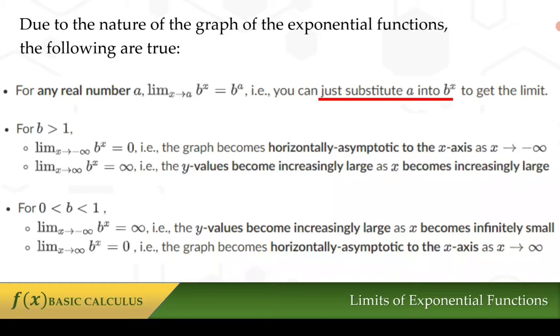So, for problems wherein x approaches positive or negative infinity, we need to consider the following concepts, guys. For b greater than 1, the limit of the exponential function as x approaches negative infinity, the answer is automatically equal to 0, and the graph becomes horizontally asymptotic to the x-axis. Now, for the limit of an exponential function as x approaches positive infinity, the answer is positive infinity, and the y value becomes increasingly large as x becomes increasingly large.